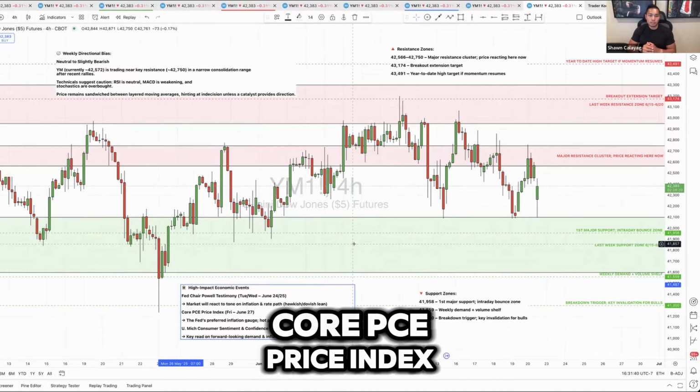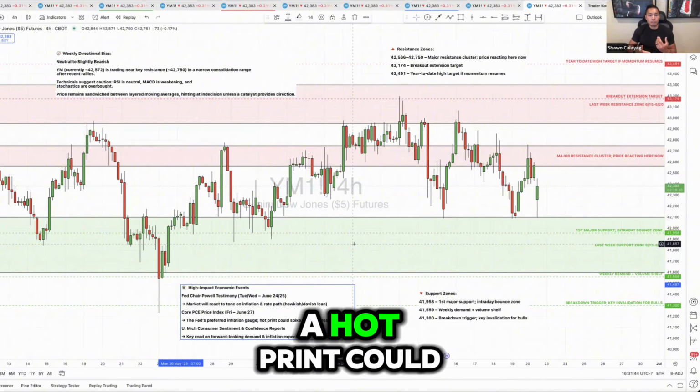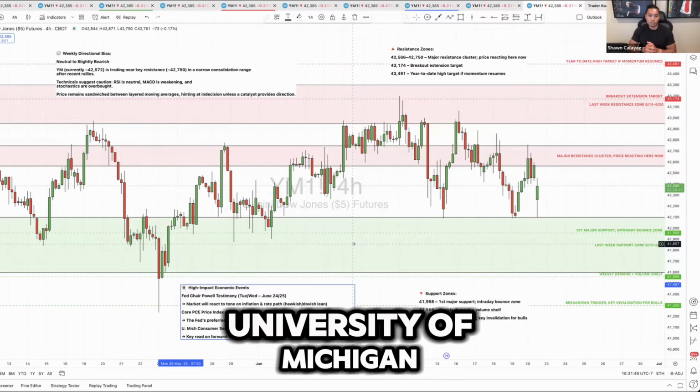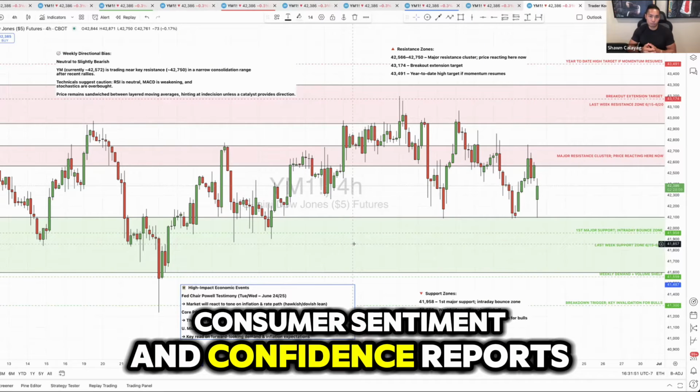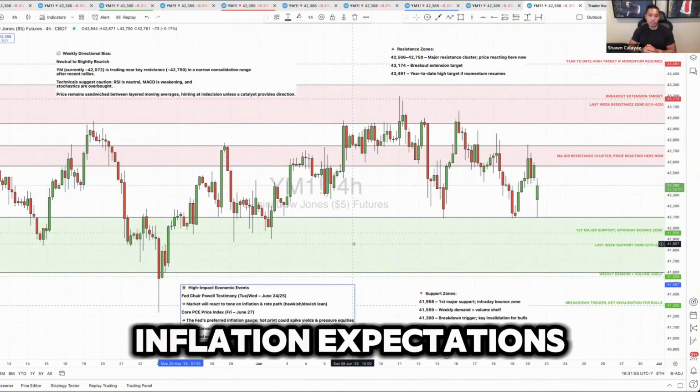On Friday, we have core PCE price index. This is the Fed's preferred inflation gauge. Hot print could spike yields and pressure equities. And also on top of that, we have University of Michigan consumer sentiment and confidence reports on Friday as well. Key read on forward-looking demand and inflation expectations.